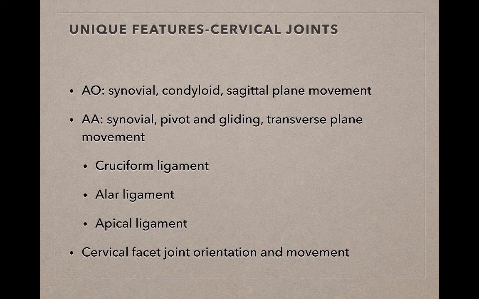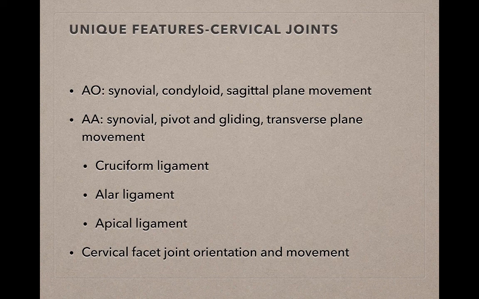Now, I'm sure you've noticed that all these are working to keep the dens secure, and it's because this does not need to move. If the dens were to slide in any significant manner superiorly, it's going to hit a very important structure that we very desperately need, and that's our brain, the brain stem. So any movement of the dens in that direction is not good, and these ligaments' job is to make sure that that does not happen.